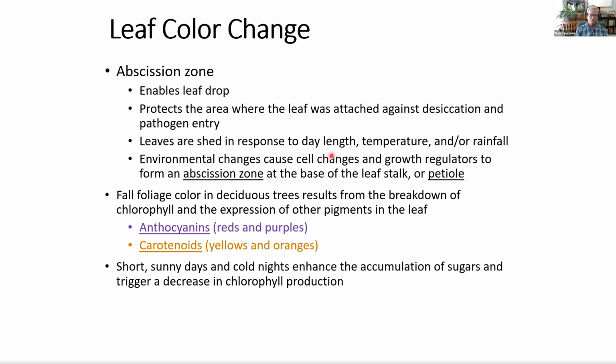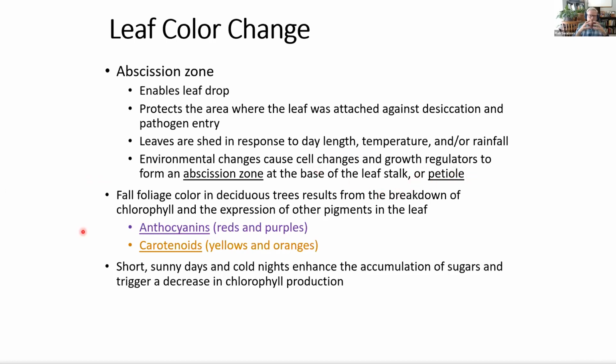Leaves are shed in response to day length, temperature, and/or rainfall. So as we get into less and less day length, less and less sunlight throughout the day, that's going to begin to trigger a response to start extracting those important compounds out of the leaf and back into the stems where they can be reused the following year or for other chemical processes. Environmental changes cause cell changes and growth regulators to form in that abscission zone at the base of the leaf stalk, or at the petiole. Remember, the base of the leaf stalk is called the petiole.